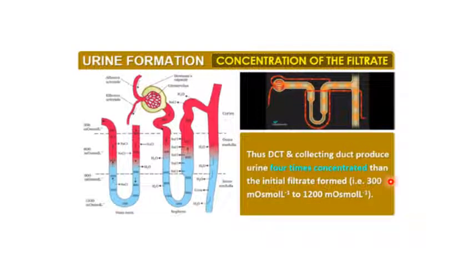The DCT, that is the distal convoluted tubule, and collecting duct produce urine 4 times more concentrated than the initial filtrate form. Okay, so the urine is concentrated, which is very important to maintain the osmolarity of the body.